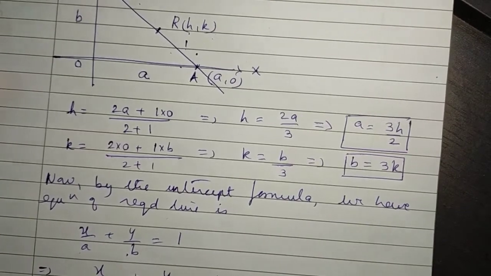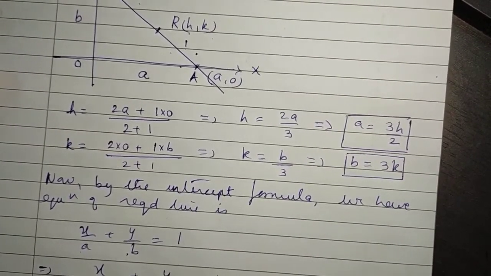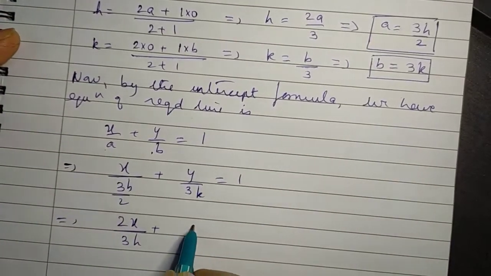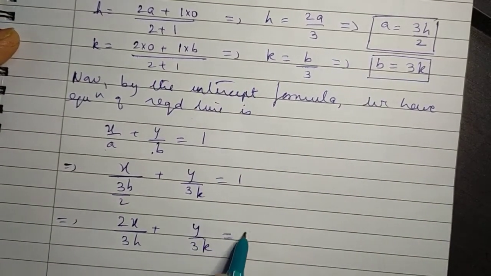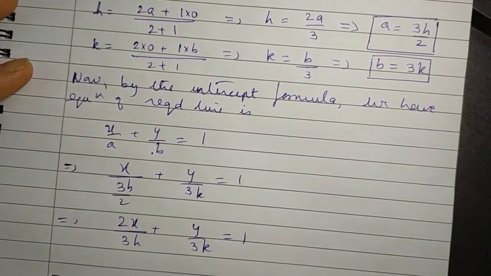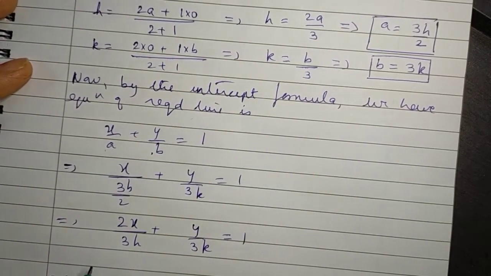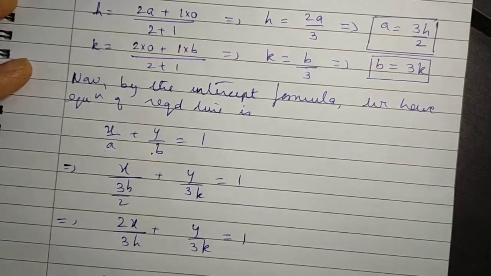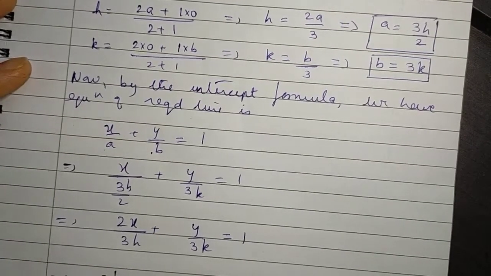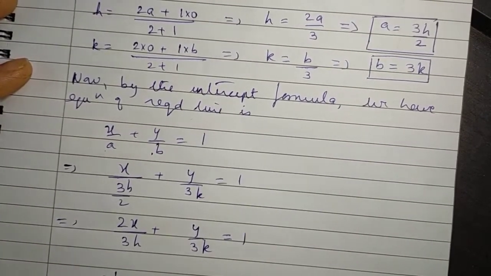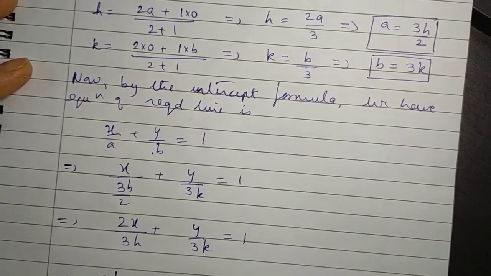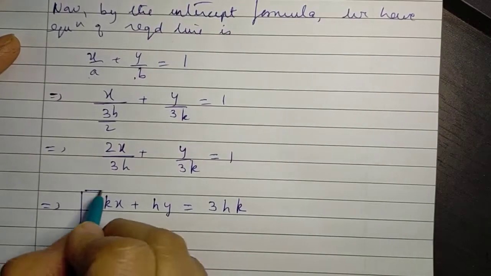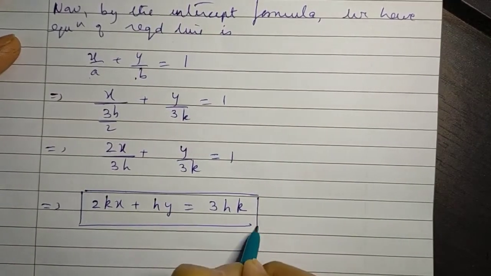which gives us 2x over 3h plus y over 3k equal to 1, which can be solved on taking the LCM. 2kx plus hy is equal to 3hk, which is the required equation.